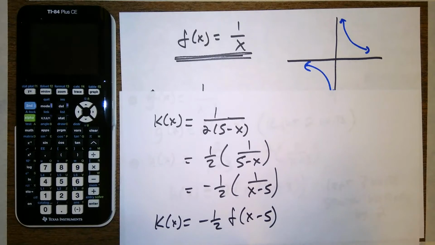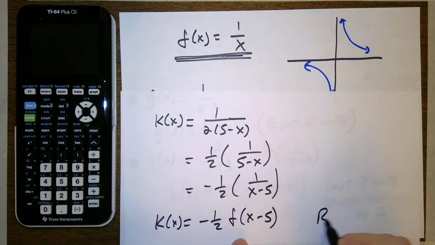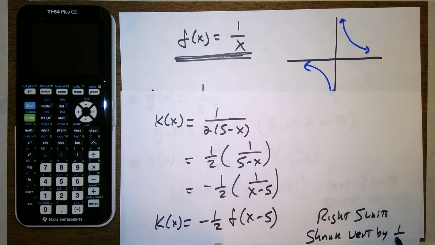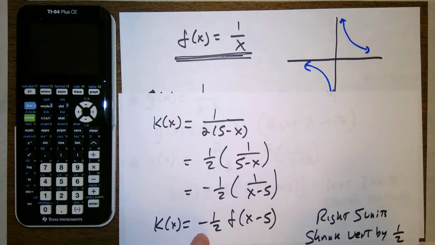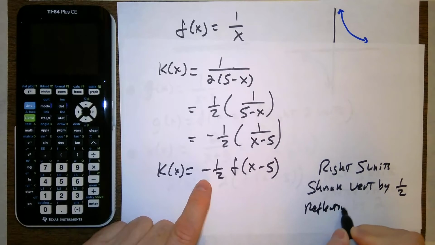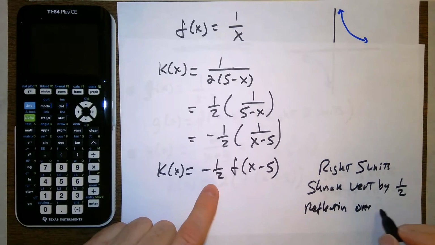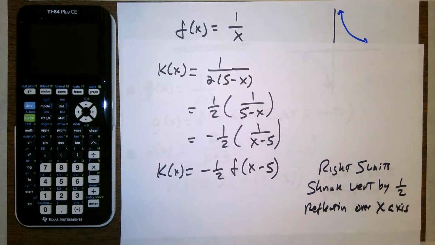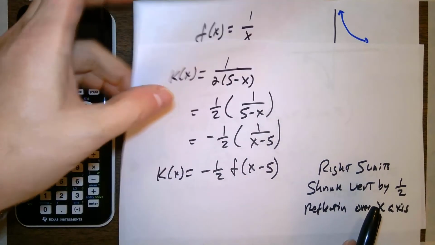So what transformations are taking place here? This is right 5 units, and then the 1/2 is shrinking it vertically by a factor of 1/2. And the negative is a reflection over the x-axis. All right, so that's just reading the different transformations. Let's take a look at one and pull it apart and see what happens.